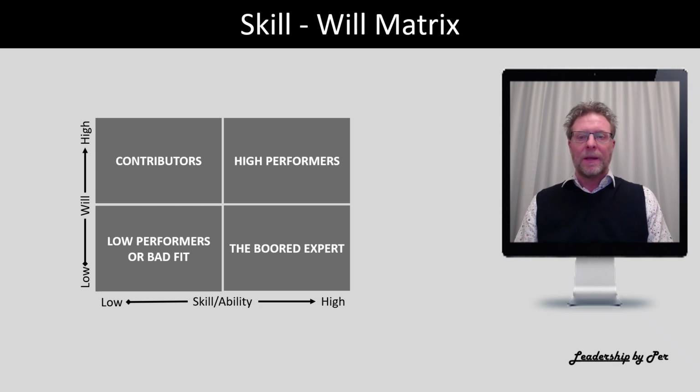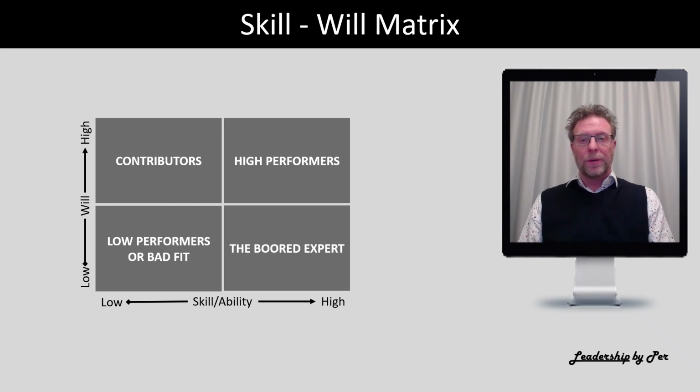The first quadrant is low skill but high will. These individuals are motivated but still developing their capabilities. They are eager to learn and contribute. Hence, this quadrant is called contributors. In this case, I focus on coaching, providing clear guidance, training, and feedback, and maybe a study buddy to help them build confidence and competence.